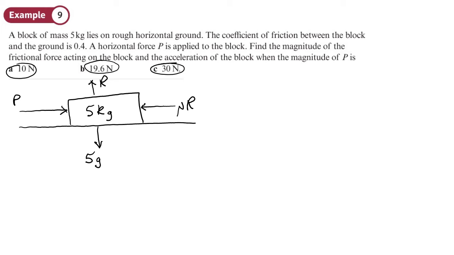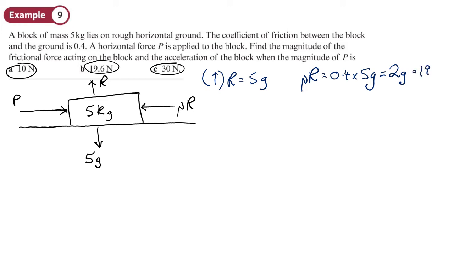Right, find the magnitude of the frictional force acting on the block and the acceleration of the block when P is, we've got different values for P. So straight away, R equals 5g, when we look at the forces going that way. So we can leave it like that if we want to. If the coefficient of friction is 0.4, that means that mu R is 0.4 times 5g, and 0.4 times 5 is 2, so we've got 2g for mu R. So that's the maximum the friction can be, 2 times 9.8, 19.6 newtons.